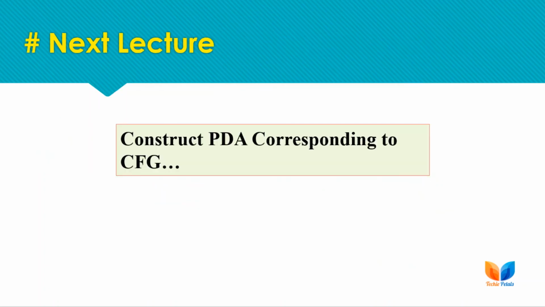So in the next lecture we will see how we can construct a PDA corresponding to a given context free grammar. By grammar we mean that we will be given the production rules, and you have to construct the PDA directly from the given production rules. We are not going to construct a PDA for any language, just from the grammar production rules we have to transform them to the PDA.